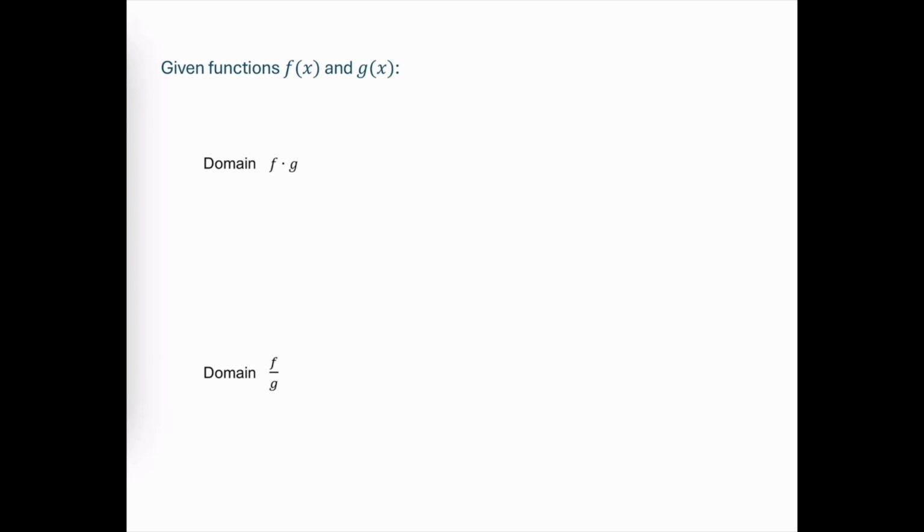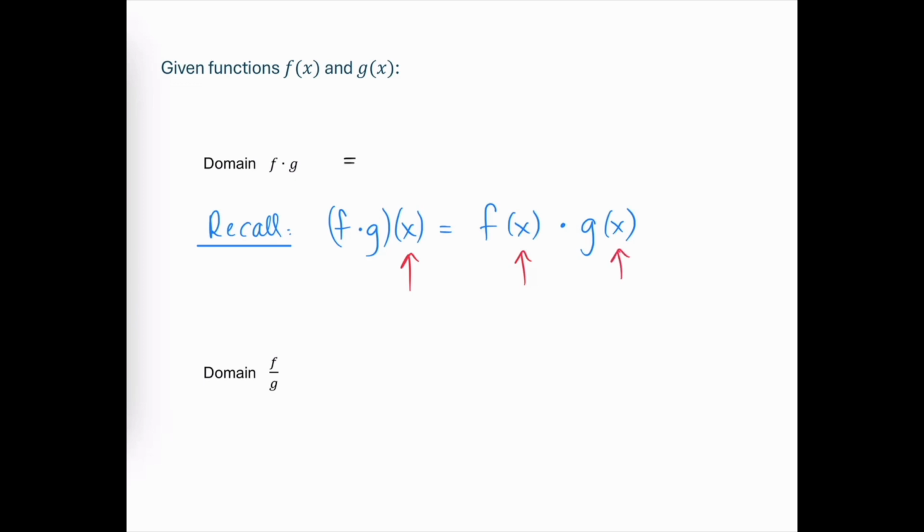Now let's look at the domains of f times g and f divided by g. Similarly, let's recall that f times g is shorthand for f times g of x, which is itself shorthand for f of x times g of x. And so again, if an element is going to be an allowable input for the f times g function, it has to be an allowable input for both the f function and the g function. And so again, we'll say here that the domain of f times g has to be where the domain of f intersects with the domain of g, or where those two domains overlap.